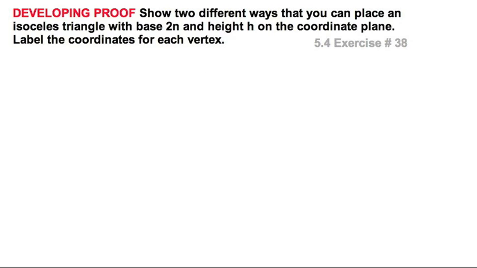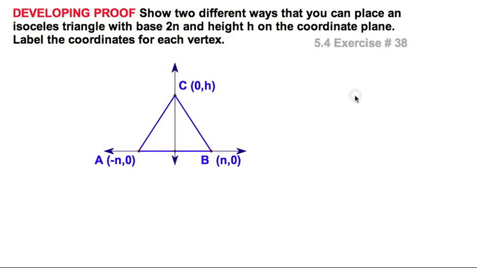Well, let's do the most obvious. We'll start out right here. That's probably what you were expecting. I've got triangle ABC here. Clearly AB, see, it straddles the y-axis over here, so I've got a distance from negative n to positive n, a base of 2n. That's probably the most likely.